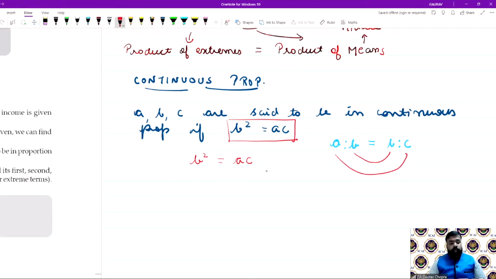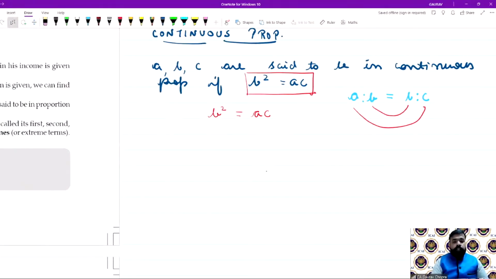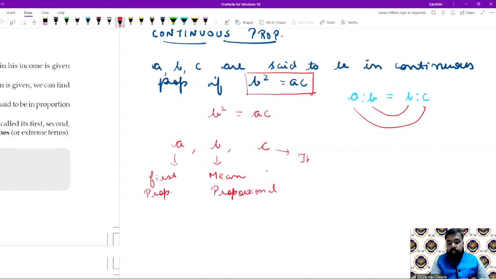All right. So this is the simple basic concept. Now if there are only three terms, then A and C are the first term and third term, and B is the middle term, or we can say mean. Also, we can say that B is known as the mean proportional. A is known as first proportional, and C is known as third proportional. So if there are three terms in proportion, A is the first proportional, C is the third proportional, and B is the mean proportional or the middle proportional. So in case of 3, we can do it in this simple manner, B square is equal to AC.